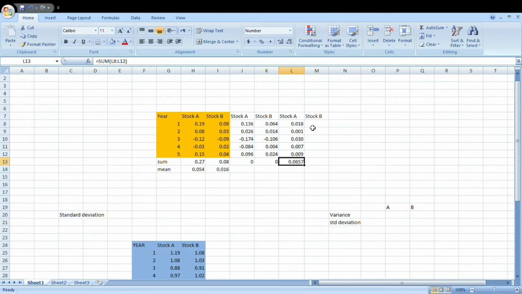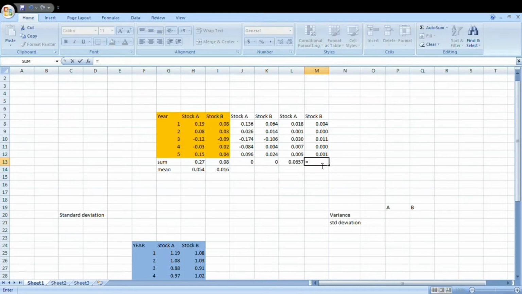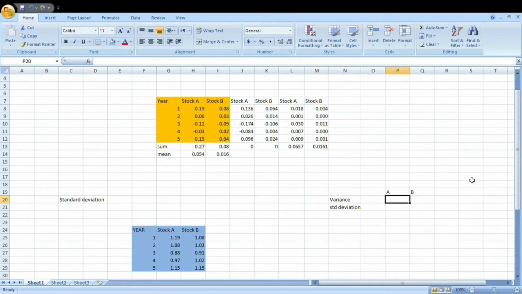Now we find the square of the differences of stock B. Now we reduce the numbers to 3 decimal places. As you see, we get the square of the differences value for stock B. Now we find the sum of the square of differences value for stock B: equal sign and SUM, select all the values for stock B, press enter, and you get the sum of the square of the differences value. Now we find the variance for stock A and stock B.